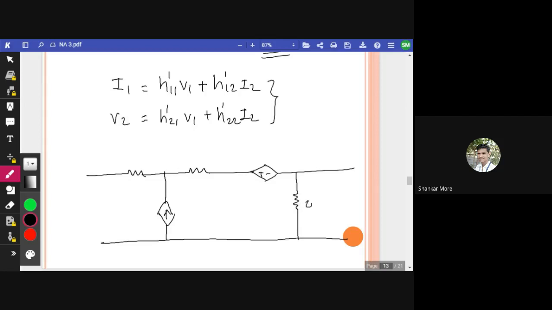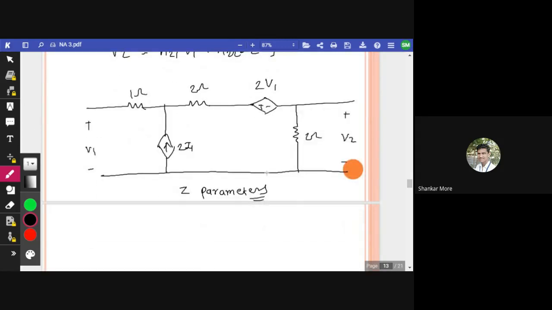Okay, so this is 2 ohm. This is again 2 ohm. This is 1 ohm. This is 2 I1, the value of this dependent current source, and this is 2V1. So this is V1 and this is V2. Try and find out the Z parameters first. First of all find out the Z parameters, then we can proceed with the H inverse parameters.